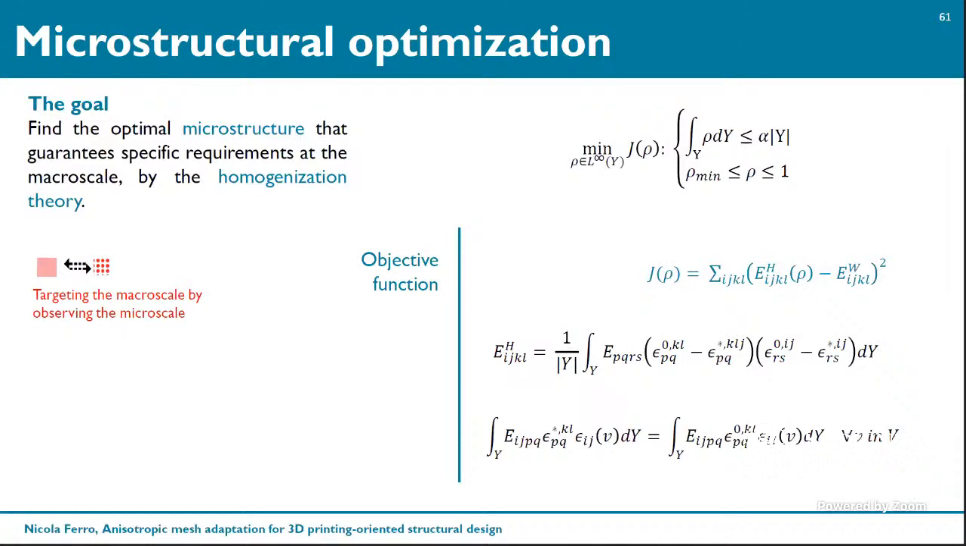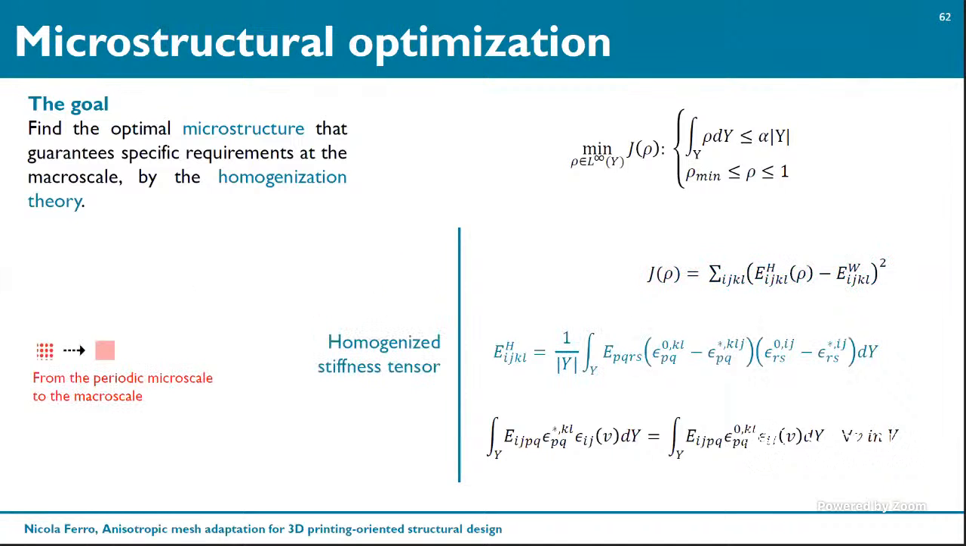For the objective function here, we choose to minimize the mismatch between the homogenized value that we compute by means of the density variable rho and the targeted value of the stiffness tensor. So what we are doing here is minimizing the mismatch between a wanted value and a computed one. We are targeting what we want to observe at the macro scale by moving the density variable at the micro scale. So here there is a computation of a mismatch, and we are seeing what happens at the macro scale when we observe the micro scale. So small and big scale are intertwined in the objective function.